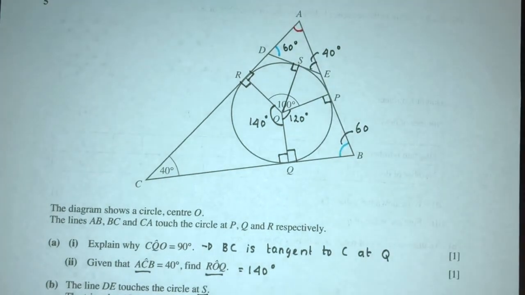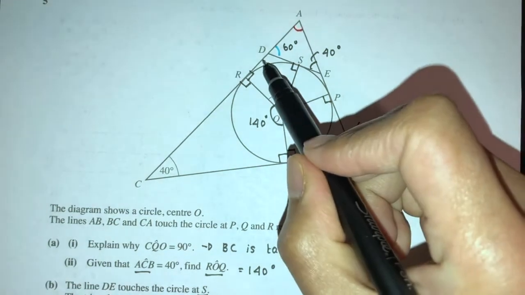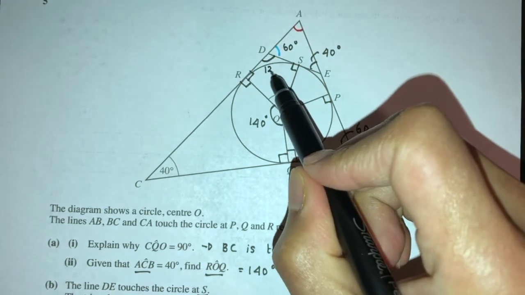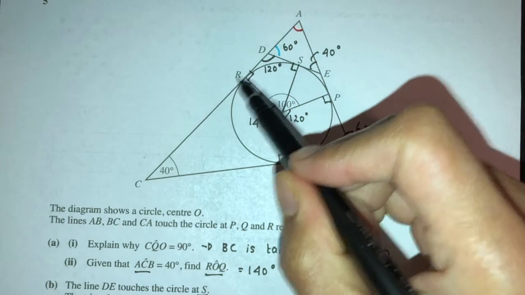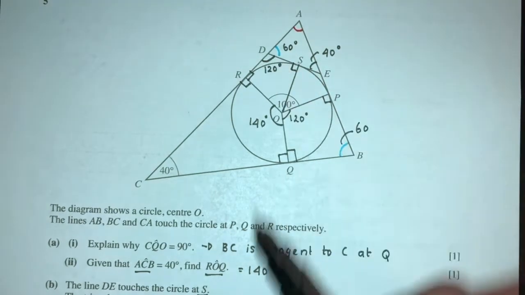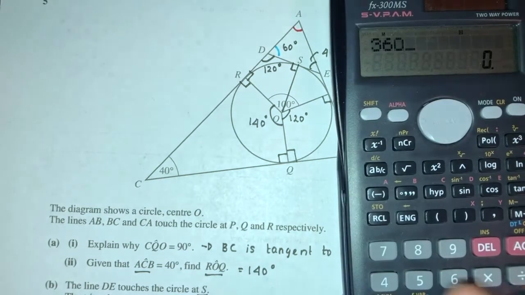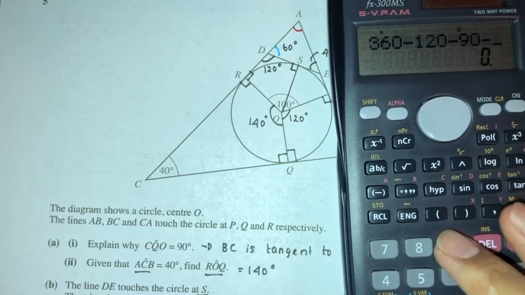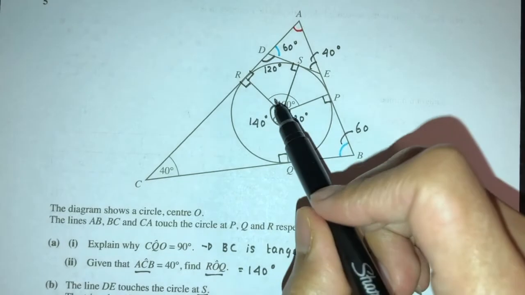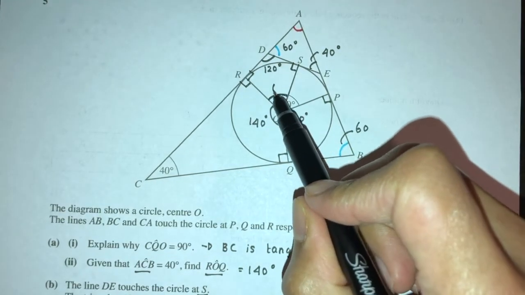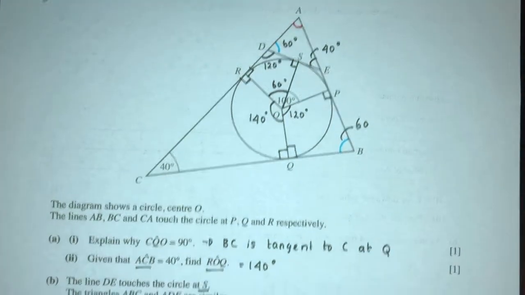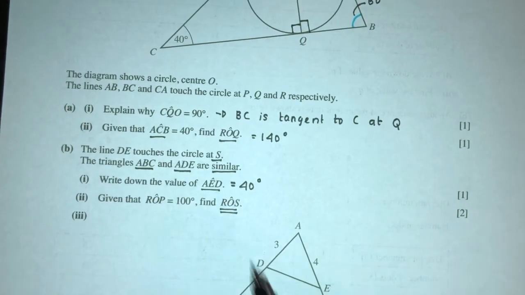Okay. Now if this is 60, this has to be 120, because it is a straight line, this will be 180. So this is 120. So we have to find this angle here. So pretty easy. 360 minus 120 minus 90 minus 90, that will be 60. So this angle here is 60 degrees. So answer ROS is 60 degrees.